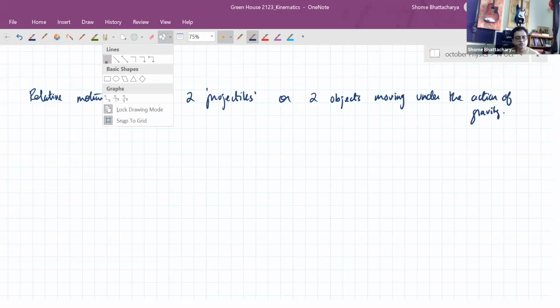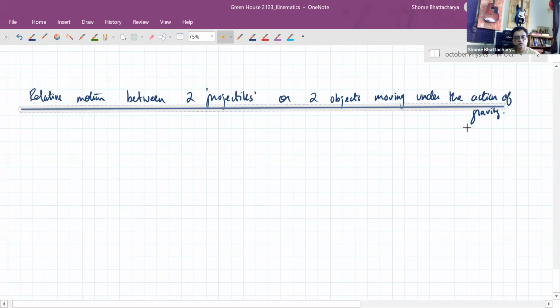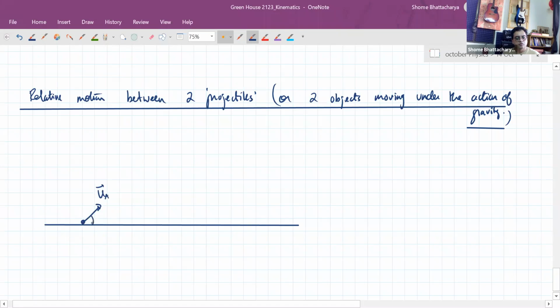So this is a very interesting situation. Anytime we have something like this where two objects have been projected, so it's moving like this, and simultaneously another object has been projected like this, let's say, but at the same time. So at some time, let's say B has reached here, and at that time A has reached here, moving with some velocities like this.